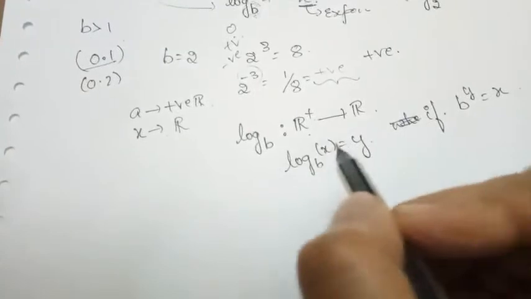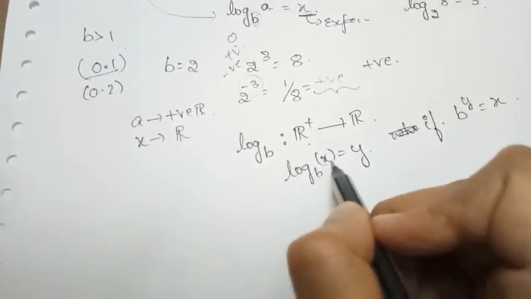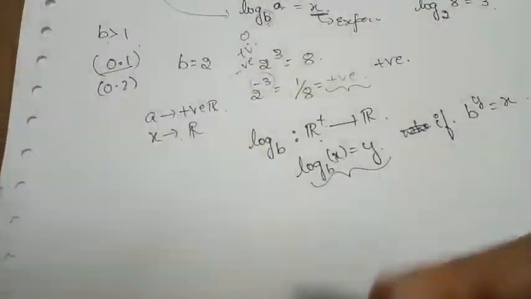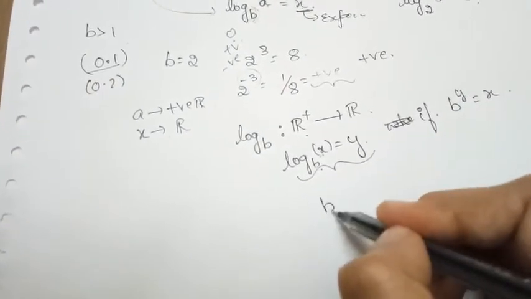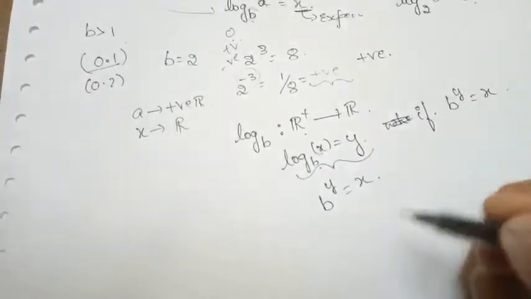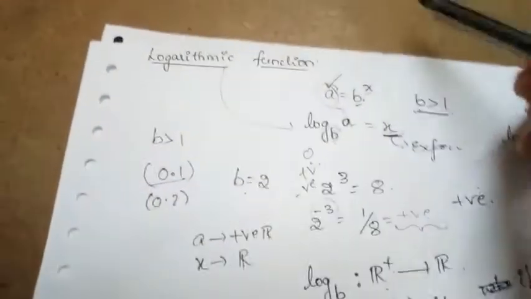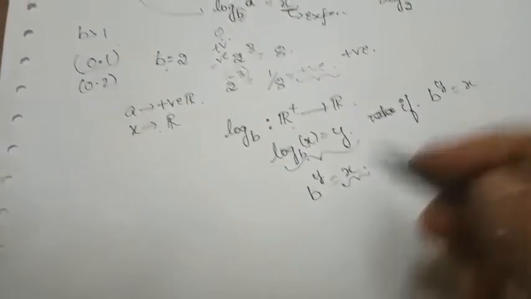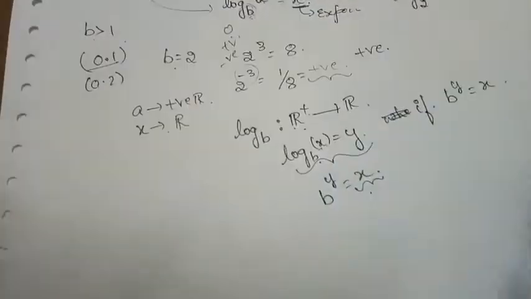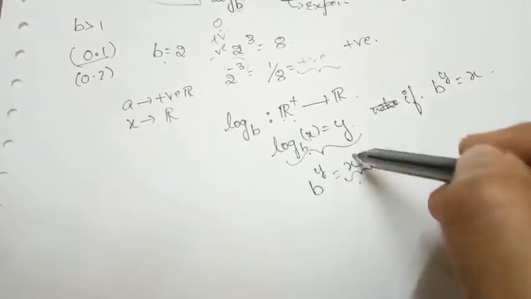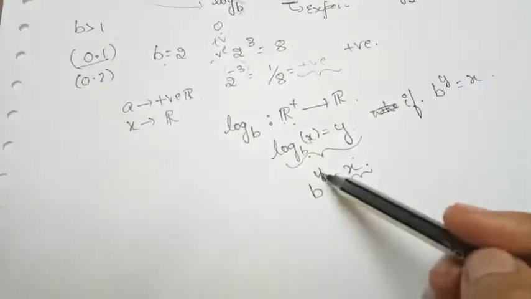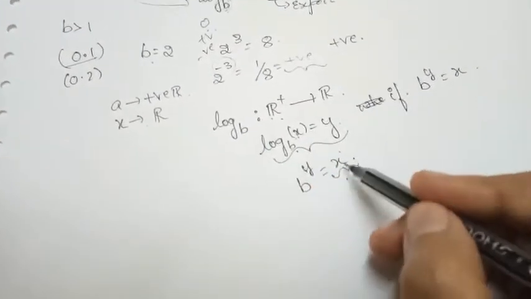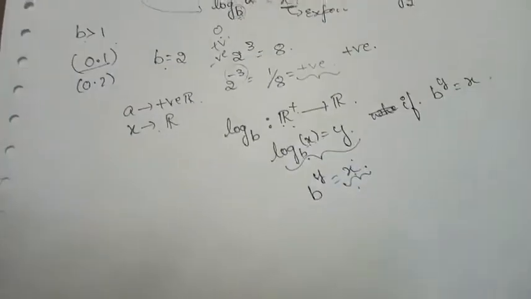So you can see clearly, log b of x is saying that b power y is equal to x. As I explained, what all values can x take? x can take only the set of positive real numbers, because if we give any power y, whether it is positive, negative or even 0, the value we get is a positive value.